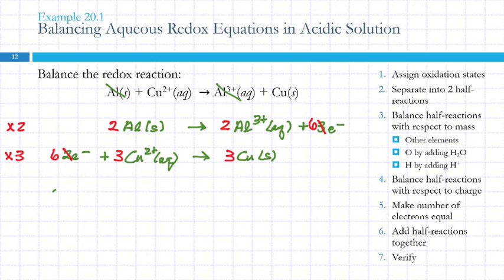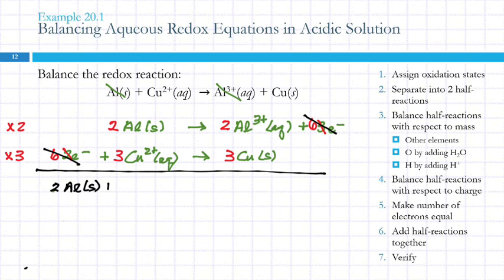And now we can add them together. And what should always happen, because we set it up this way, we've got 6 electrons on that side and 6 electrons on that side. And so we can say those cancel out. And then let's copy down what's left. 2 aluminum plus 3 copper ions is going to give us 2 aluminum ions plus 3 copper atoms.